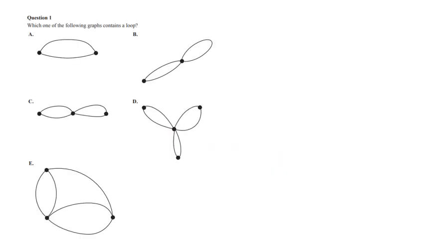Right, which of the following graphs contain a loop? A loop is when you have a point and it just goes back to itself, and there's only one that has that, and that's that loop there. So the answer is B.